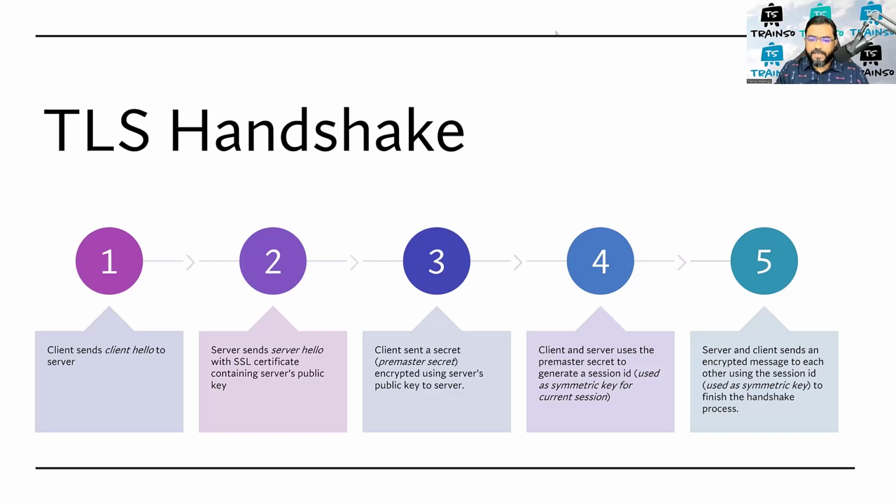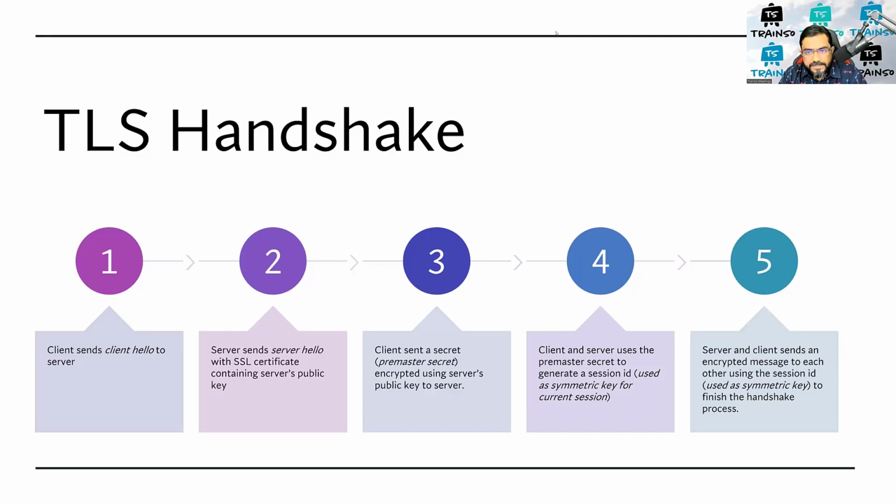And then client will now send a secret called the pre-master secret. This time client will encrypt using server's public key. So who is the only person who will be able to decrypt it? It will be the server. So the client and server use the pre-master secret because client generated and sent it to server, right? So both client and server have all this information.